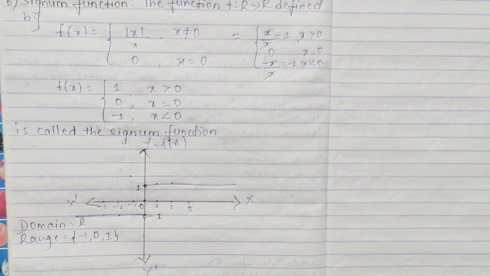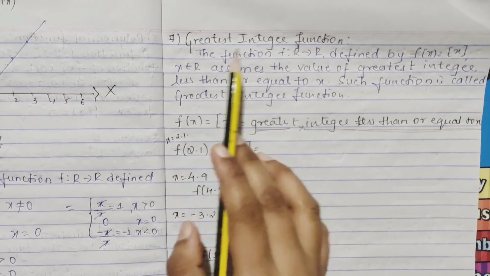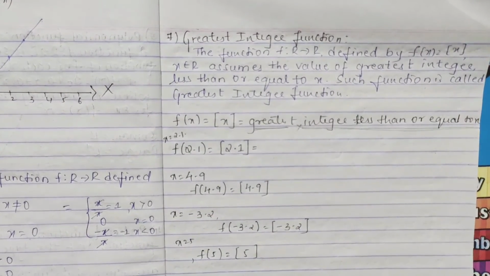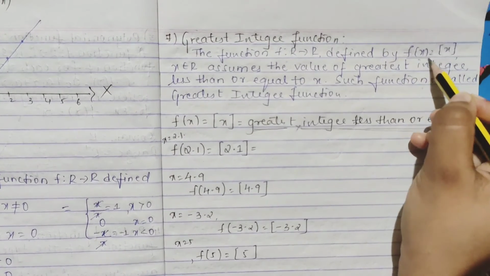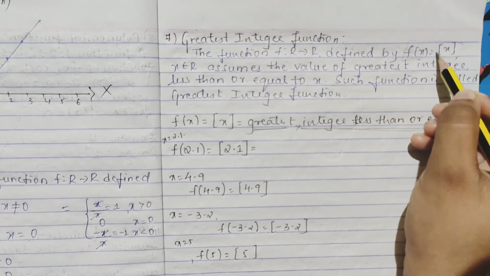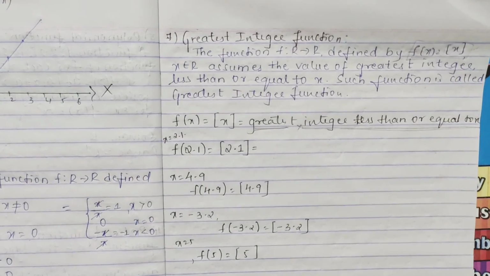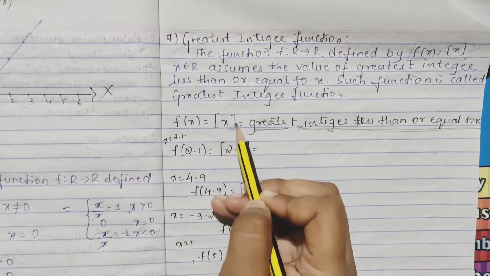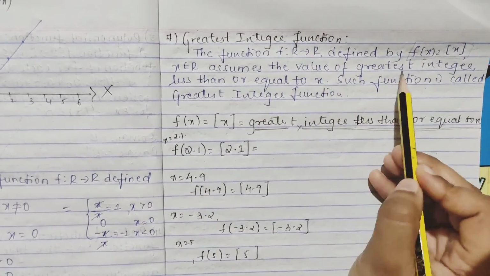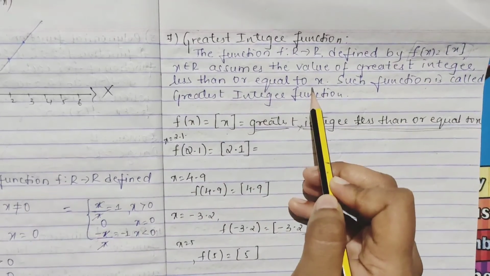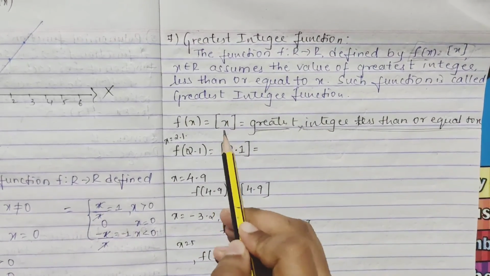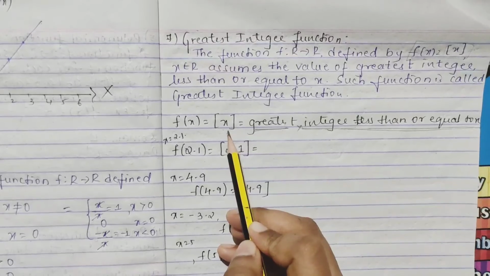Next we see our greatest integer function. Next is your greatest integer function. So what does it tell? It is denoted like this: f of x equal to bracket x, okay. It is bracket x, as I have written, f of x equals bracket x. It is telling the value of the greatest integer less than or equal to x. Its definition is what? It is the greatest integer which is less than or equal to x.